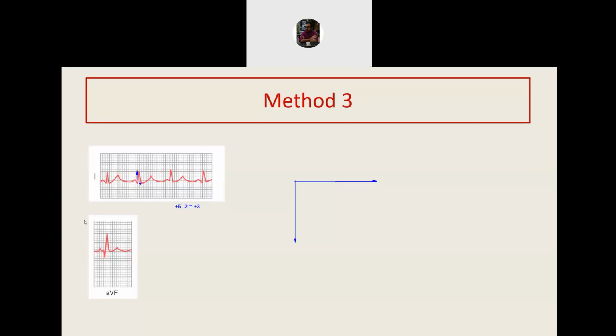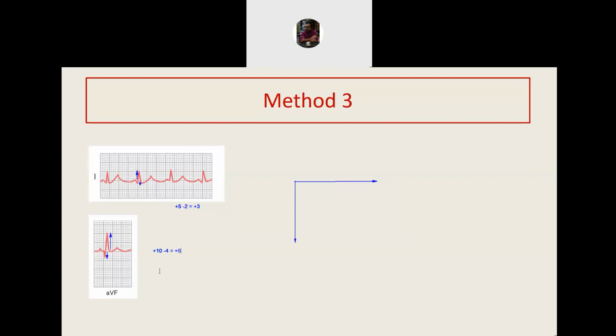Similarly, in the AVF, let's calculate. I think the upward deflection is 10 millimeter, downward deflection is 4 millimeter. And therefore, the net magnitude is plus 10 minus 4, that is plus 6. Now, by the old method, we can say that this is a normal axis because both are positive. It lies in the first quadrant. But I will find out the exact angle of the axis also, and that too in a very easy manner. You can do it mentally.